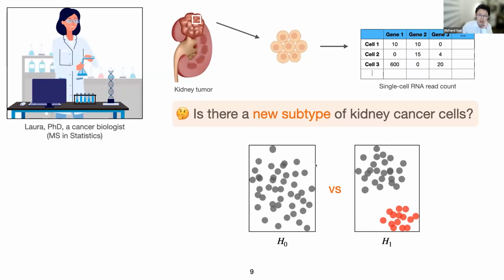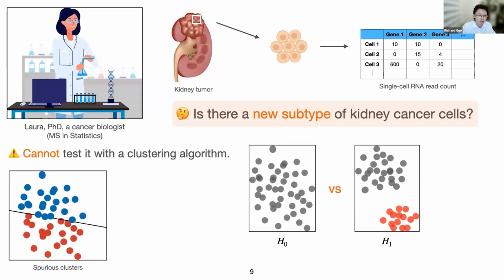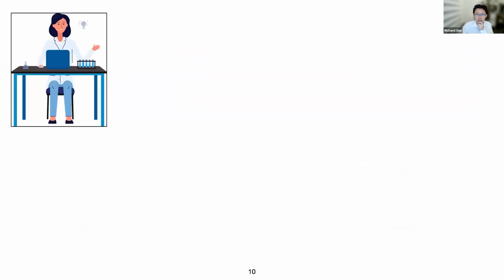So obviously you can see this is a well-posed statistical hypothesis test, and it cannot be readily addressed by what people usually do for single-cell RNA sequencing data, some interactive analysis such as a clustering algorithm. You can't really answer this question formally with a clustering algorithm. So what can you do? Here is a proposal.